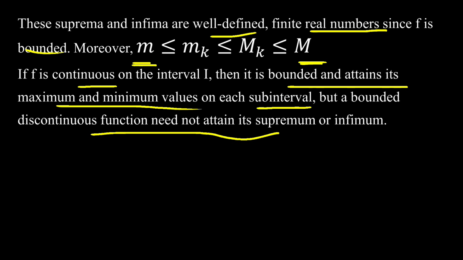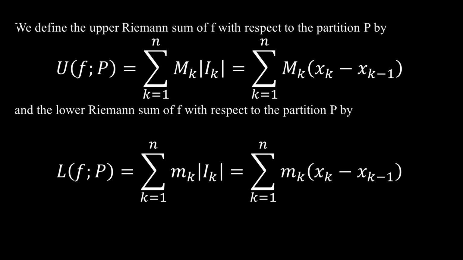As far as the function is continuous on a given interval, it will have to attain its maximum and minimum values. And this leads us to defining what we call the upper Riemann sum of the function f with respect to the partition P. This is the upper Riemann sum of the function, which will be defined by the summation of this. Remember, this is the supremum of the function f with respect to the partitions. So it will follow this.